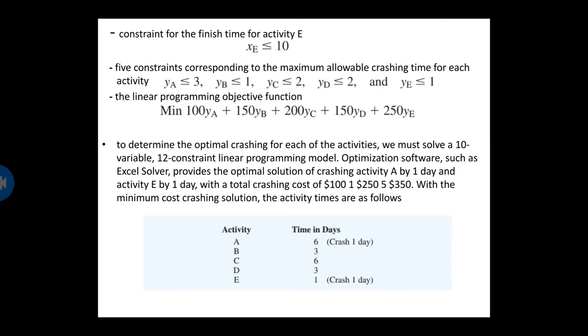Optimization software such as Excel Solver provides the optimal solution of crashing activity A by 1 day and activity E by 1 day, with a total crashing cost of $100 plus $250, equal to $350. With the minimum cost crashing solution, the activity times are as follows.